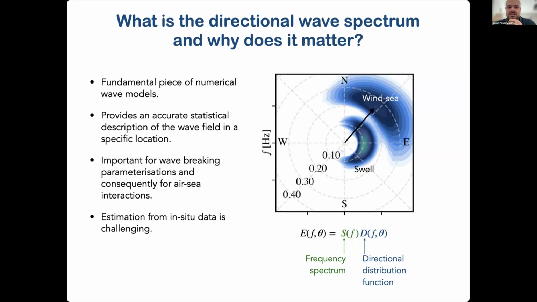However, the estimation of the directional spectrum is quite challenging. We will see why. The most important thing here is that we start by writing the directional spectrum E, which is a function of frequency and direction, as the product of two functions. One is the frequency spectrum, which is straightforward to compute. The other one is the directional distribution function, D, which is the most difficult one. So everything boils down to computing the directional distribution function.